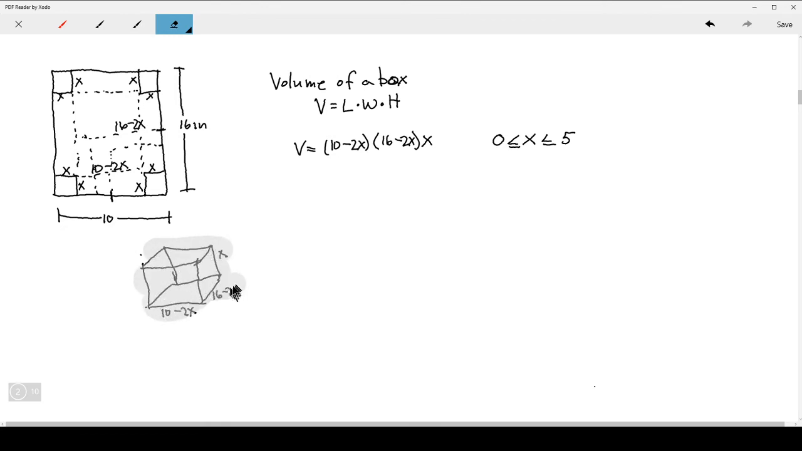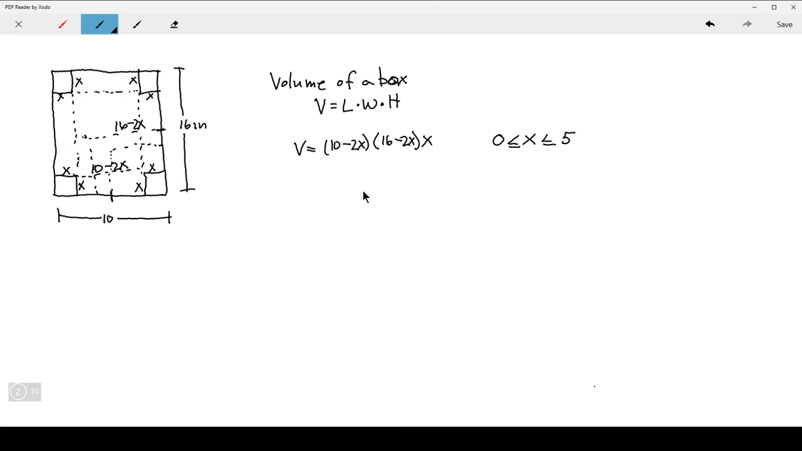Now that we have the equation, I have a function and I have an interval. So now I have to figure out the critical values, which means I have to take the derivative of this. I do not want to take the derivative of this the way it is currently showing, so I'm going to multiply all this out. I'm not going to go through the details of it. Y'all can go through the details of it at home. I'm just going to tell you what it is. So V, this is now a function of x.